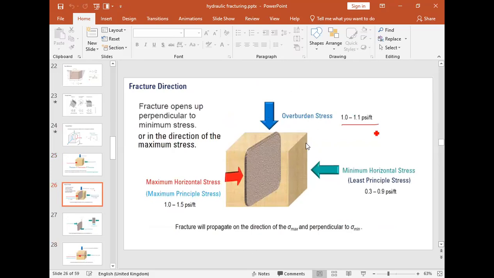Here we have our overburden stress. We have the maximum horizontal stress. Then we have our minimum horizontal stress, which is our least principal stress direction.